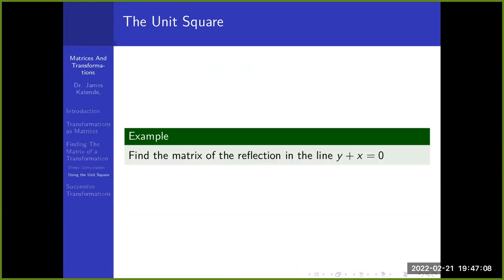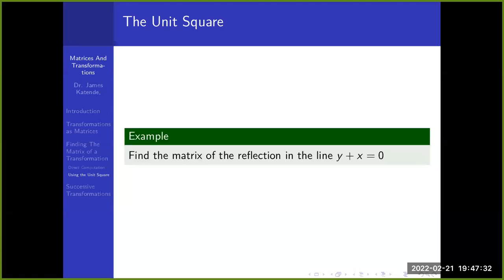So here we have a reflection along the line y plus x is equal to 0. So again, remember we are focusing on lines of reflection that pass through the origin only. I think in the next talk we can work on some more interesting examples.